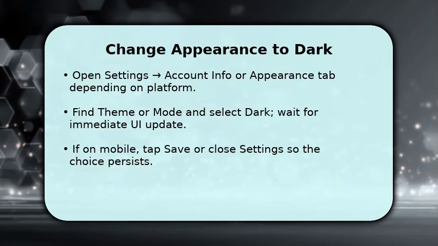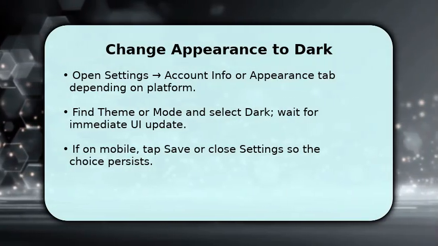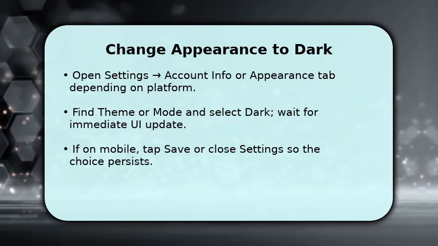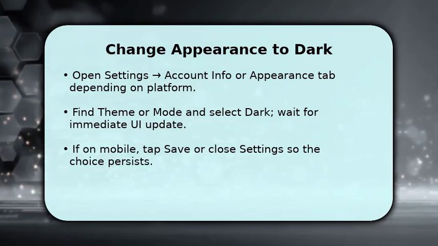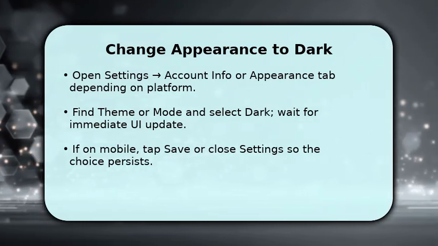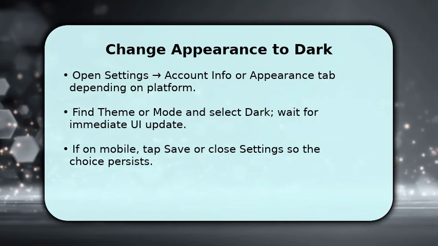Now switch the app. In settings, find appearance or theme. Platform labels vary, but the option is the same. Select dark from the theme or mode dropdown and watch the interface flip to dark immediately. This is the built-in theme and the only supported way to make Roblox dark.